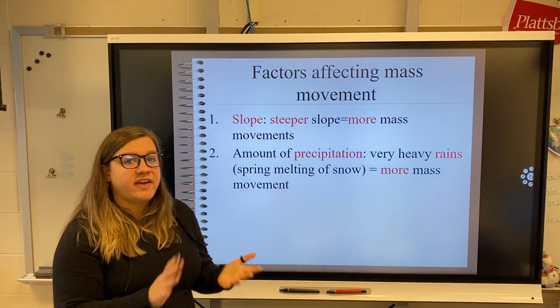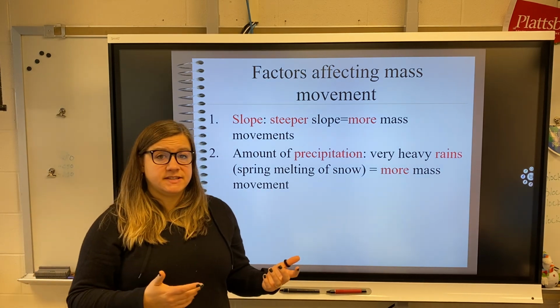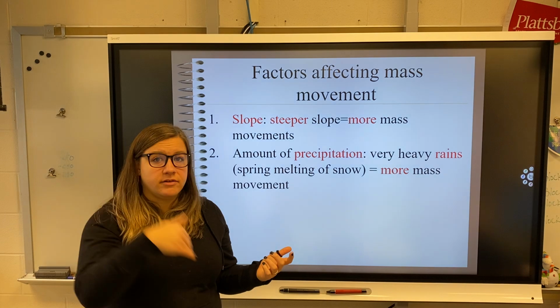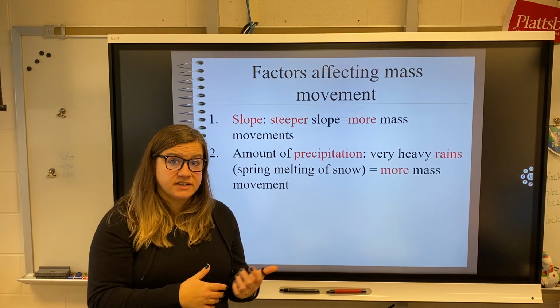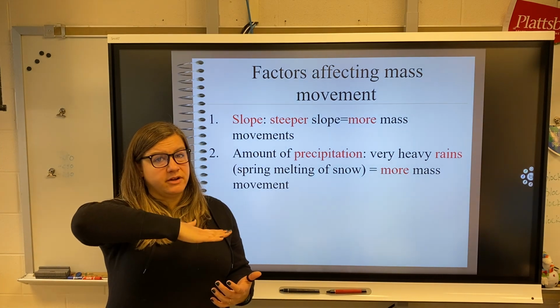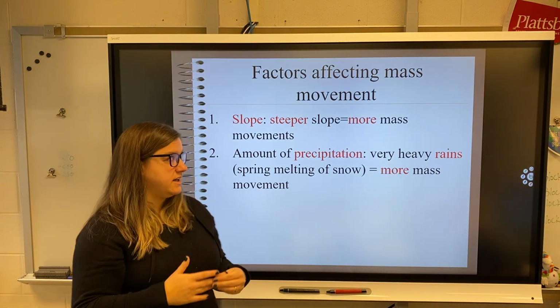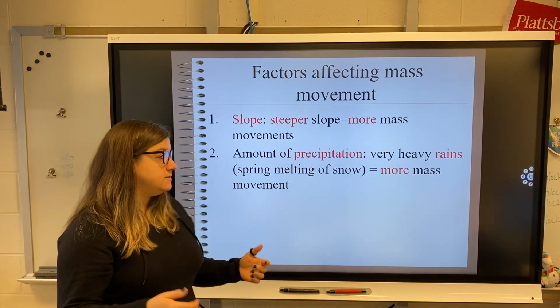But what affects that mass movement is how steep the slope is. Obviously, it's very similar to you sliding down a hill on a sled, that the steeper the slope, the faster you're going to go, the more it's going to move you. Whereas when your slope's pretty gradual, not going to go so fast, not going to go so far. So the steeper the slope, the more the mass movement.